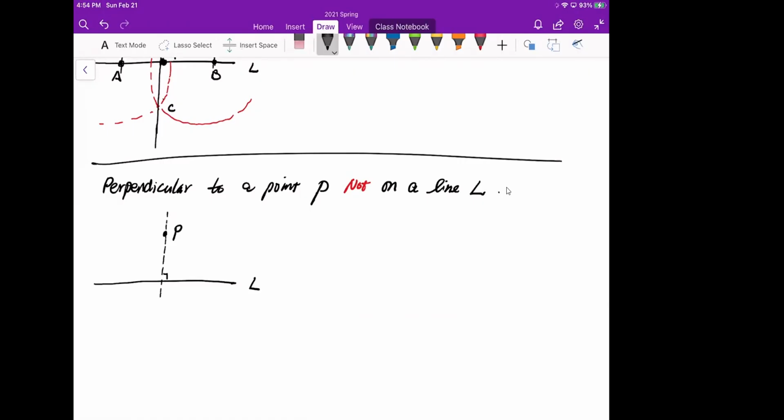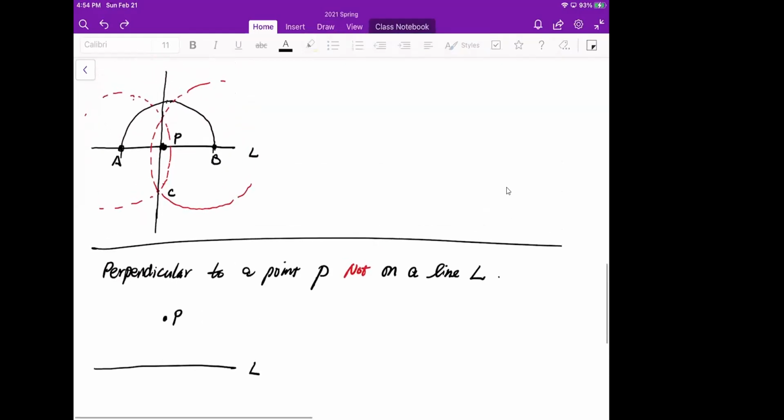Okay, so how do you get this? Let's go back to the picture. How can I get that? Again, the idea is quite similar to the previous construction. I want to give everyone 30 seconds. Let's think of that. So how do you make that?